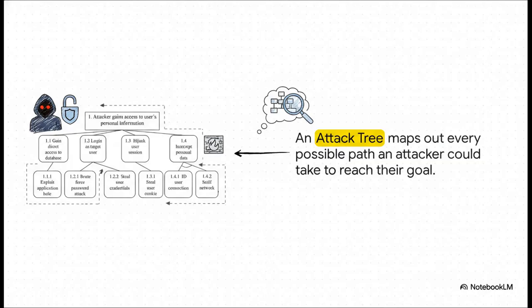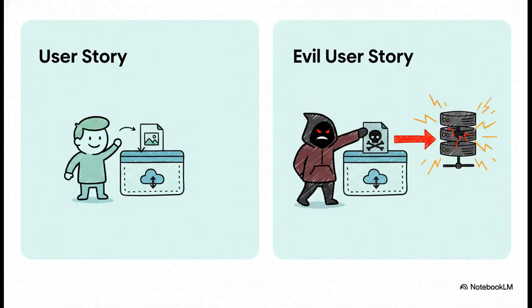So one of the spy master's most important tools is something called an attack tree. You see the main goal at the top, something like attacker gets access to a user's private info. Then all the branches below map out every single conceivable way they could make that happen. Once you map out all the threats like this, you know exactly where to put your guards and reinforce the walls.